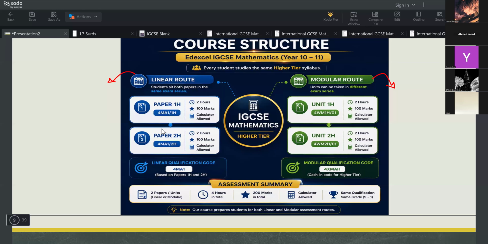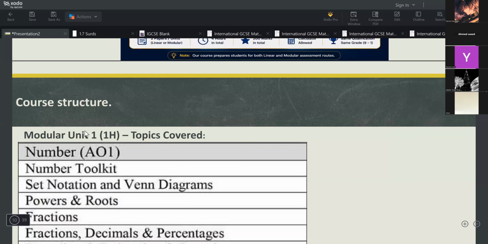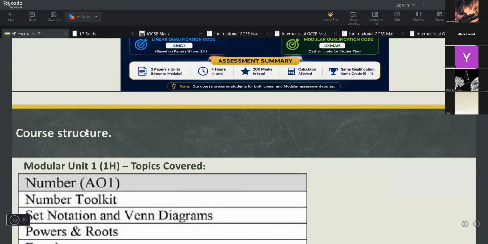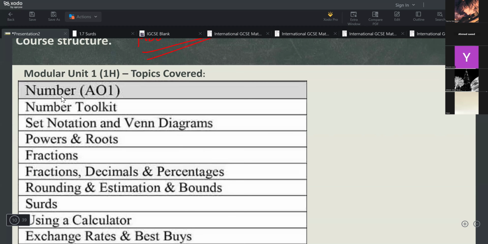So what is the difference between linear route and modular route? Okay, the content, here, course structure, this is for modular. Each paper and its content. Okay, modular unit 1, topics covered. We have 4 main units in IGCSE Mathematics.